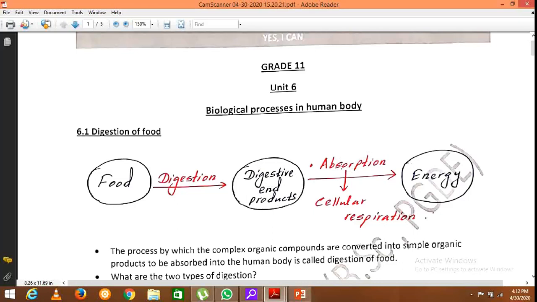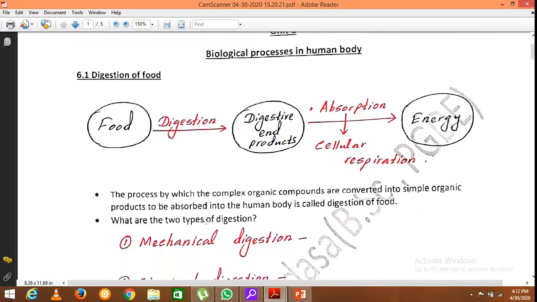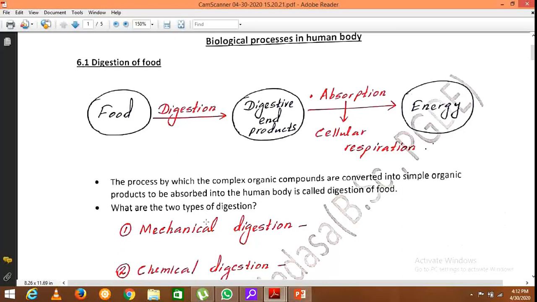Then the absorbed digestive end products will undergo cellular respiration in order to produce energy. That is included in respiration. So during digestion, we obtain the materials which are needed to sustain life. So digestion of food can be called the process by which complex organic compounds are converted into simple forms that can be absorbed into the human body.